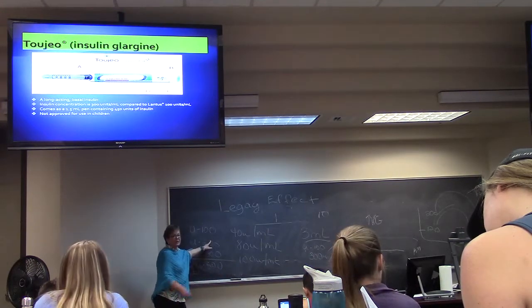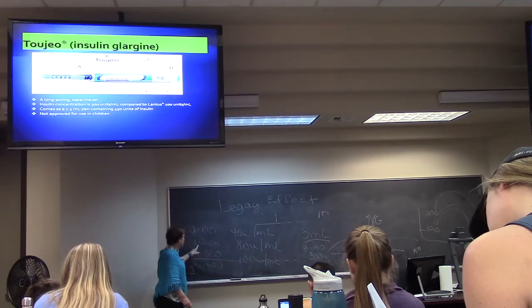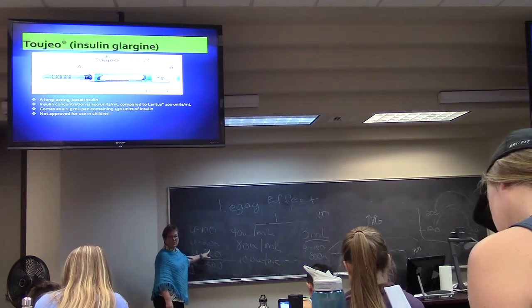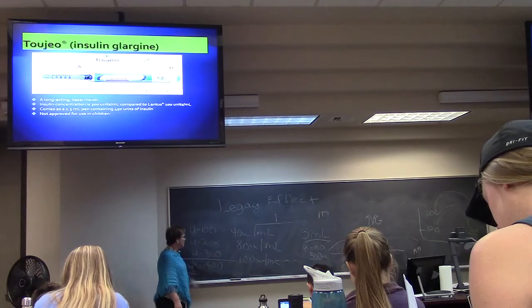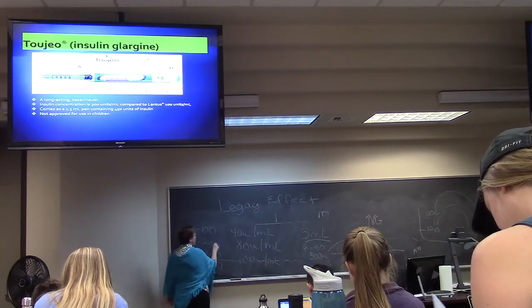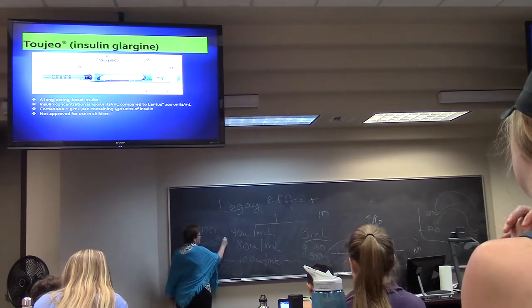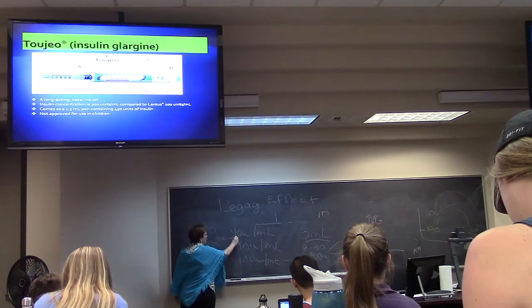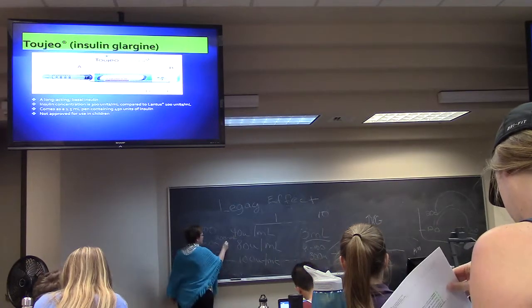So U100 is 100 units per mil. U200, Humalog is the only one that puts out one like that. It's called their KwikPen. So they have 200 units per mil. So in that pen, there's 600 units.